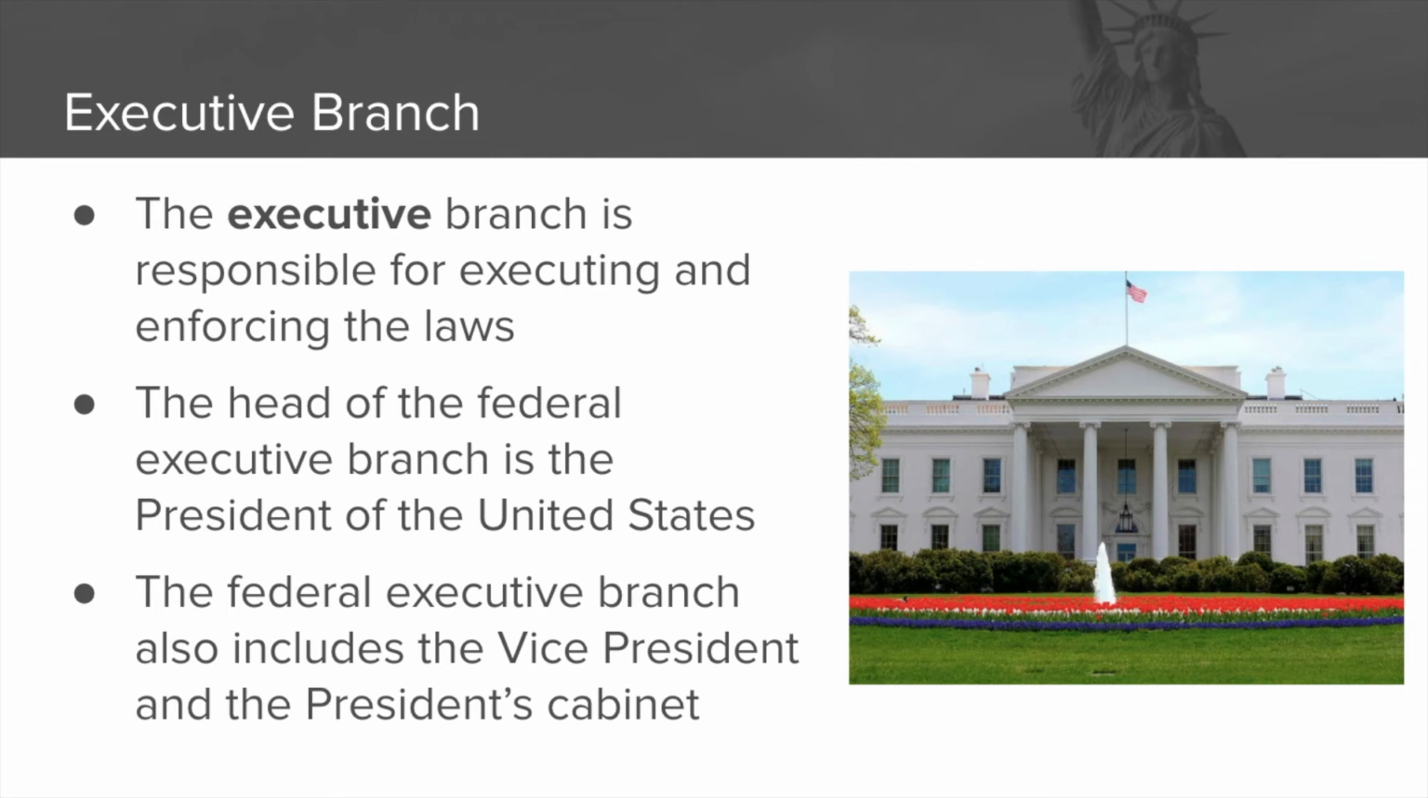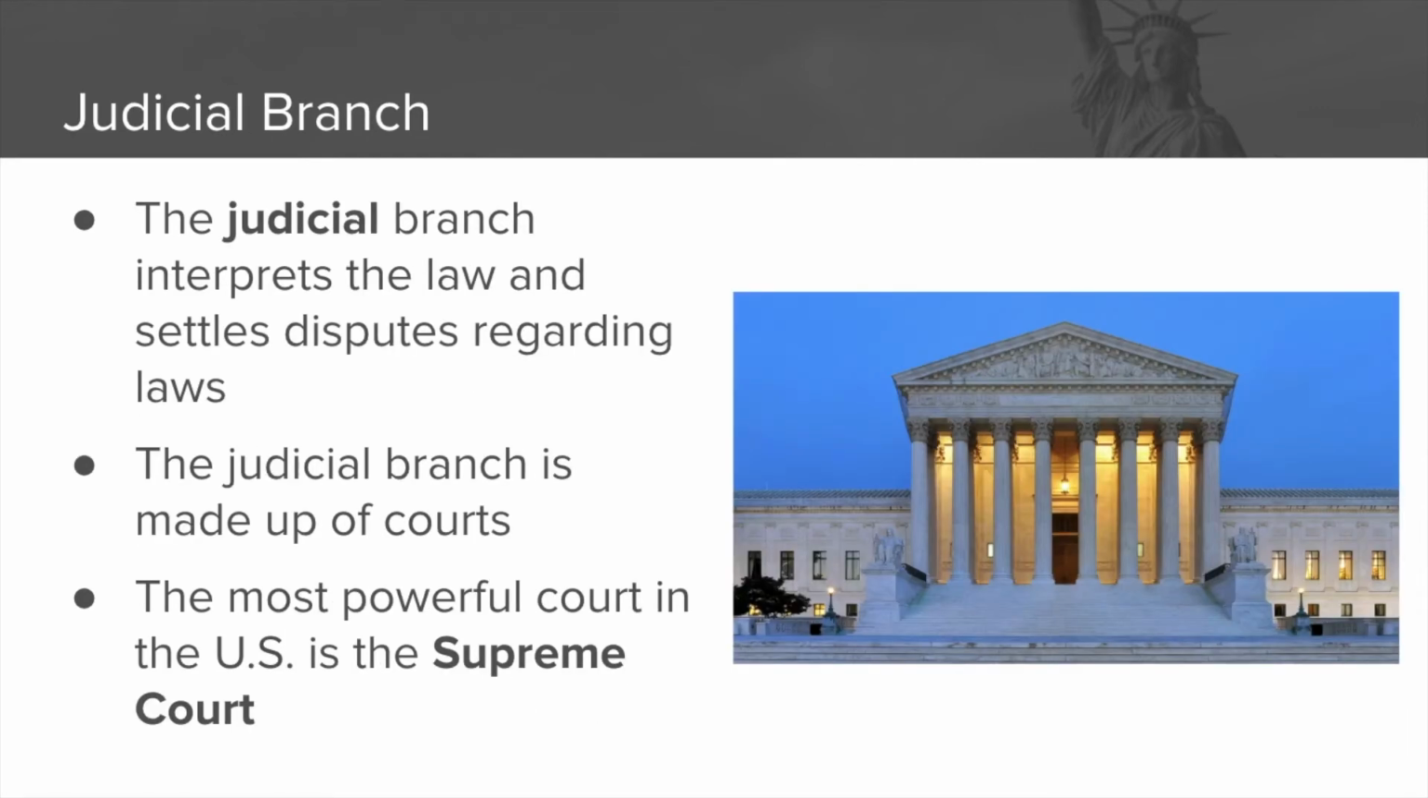And then the federal executive branch also includes the vice president and the president's cabinet, which is basically a group of advisors to the president. And then state governments also have executive branches that are structured a little differently from the federal one. So the head executive in states tends to be the governor, and then there are various other offices within the state executive branch that work along with the governor.